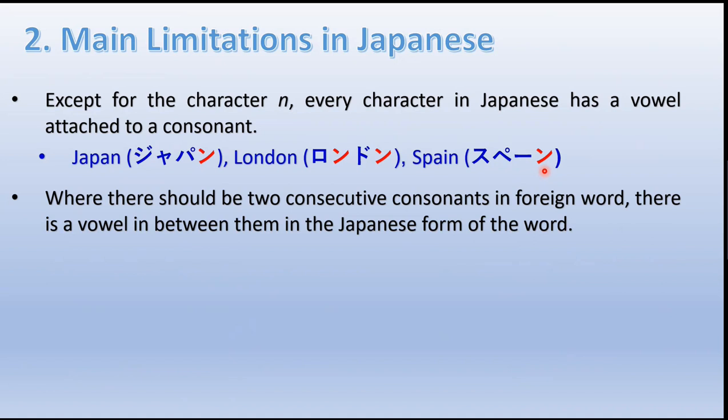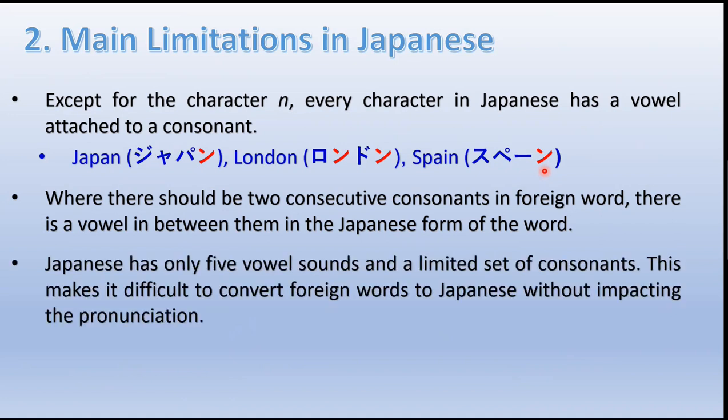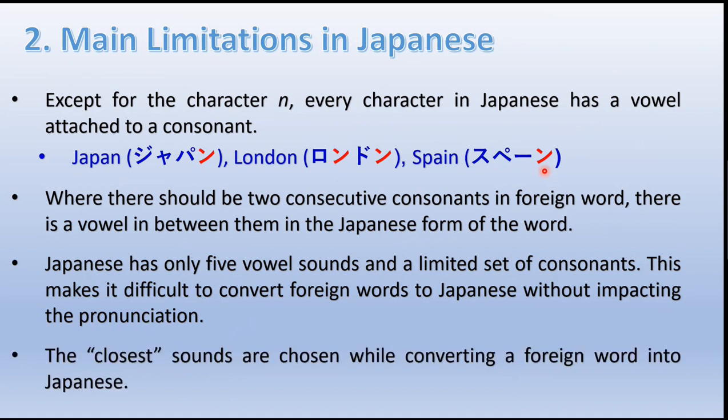Where there are two consecutive consonants in a foreign word, there is a vowel in between them in the Japanese form of the word. So this is what I was talking about, that we cannot write a consonant independently in Japanese without inserting a vowel. Japanese has only 5 vowel sounds and a very limited set of consonants. This makes it difficult to convert foreign words to Japanese without impacting the pronunciation. So the rule is that the closest sounds are chosen while converting a foreign word into Japanese.